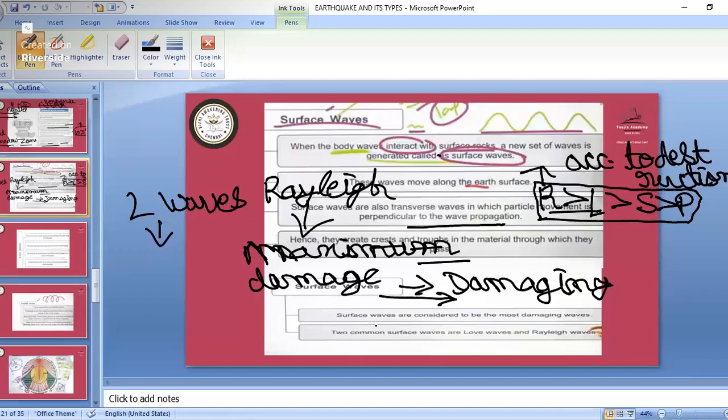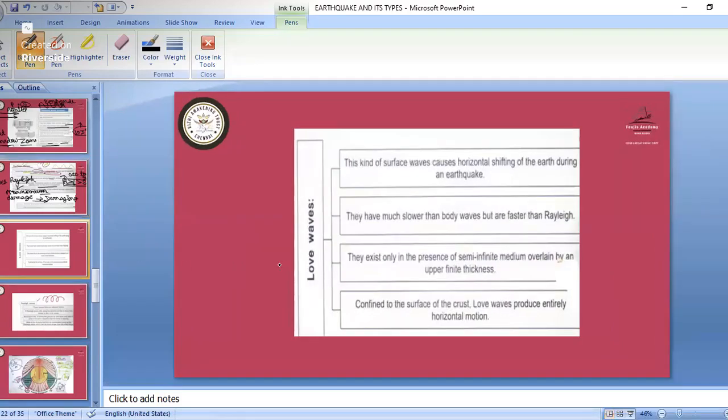Surface waves are considered to be the most damaging waves. Two common surface waves are Love waves and Rayleigh waves. Now in these two types we have studied about destruction, and we'll also study the speed of travel.